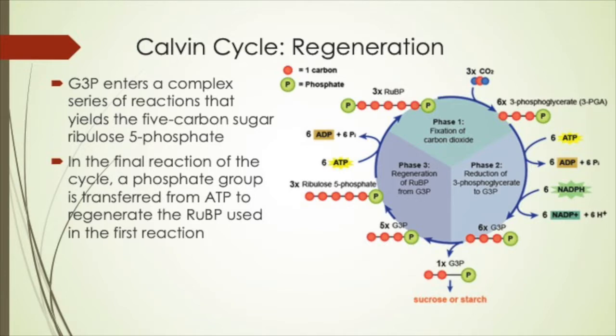Once G3P enters a complex series of reactions that yields the 5-carbon sugar, it can go back into the reaction and finally make a sucrose or starch. In the final reaction of the cycle, a phosphate group is transferred from ATP to generate the ribulose 5-bisphosphate used in the first reaction.